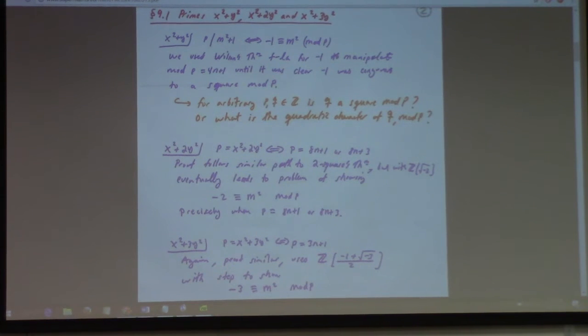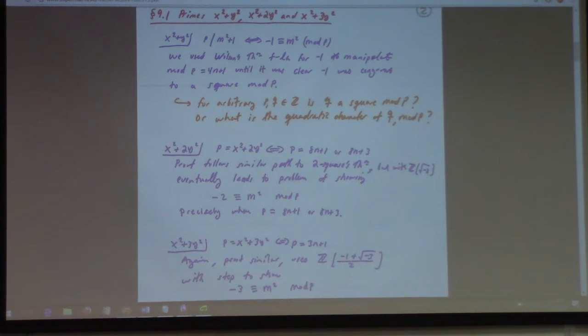So here's a nice kind of synopsis of it. If you have x squared plus y squared, and p divides m squared plus 1, so minus 1 is congruent to m squared mod p. This tied into the story of primes of the form 4n plus 1: p is equal to x squared plus y squared. A prime of the form x squared plus 2y squared means that the prime has the form 8n plus 1 or 8n plus 3. The proof is similar to the two-square theorem. Eventually, it leads to the problem of showing that minus 2 is congruent to m squared mod p.